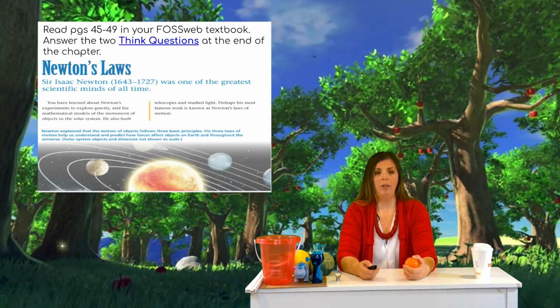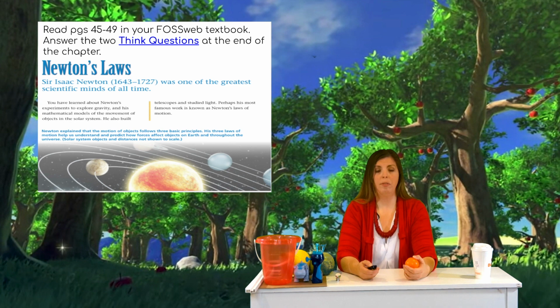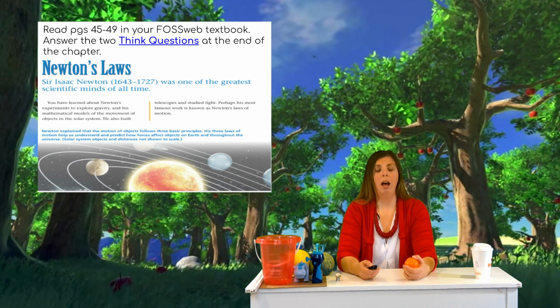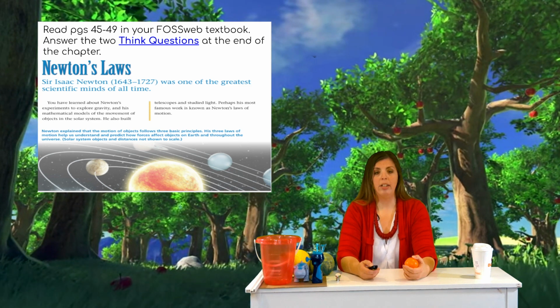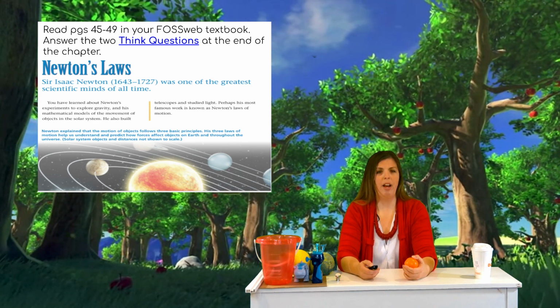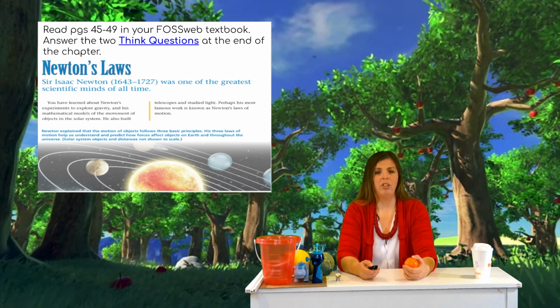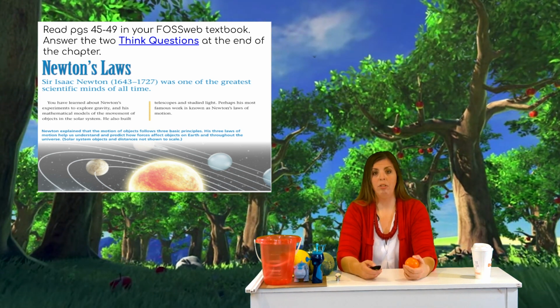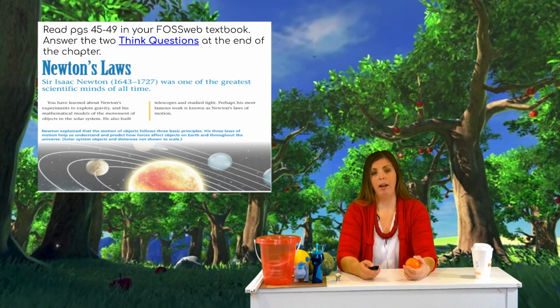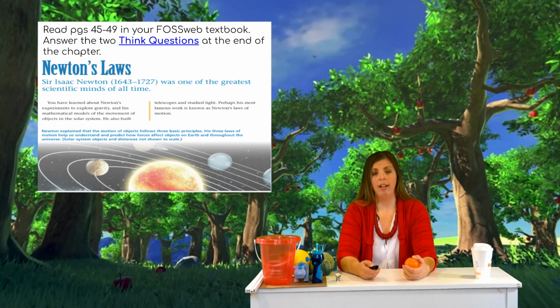So just know that we are going to have homework on board for this in terms of a reading on your FOSS-Web for this Gravity and Kinetic Energy textbook. There is a series of questions on pages 45 through 49. The think questions are at the end, and there's just two. I'm going to ask you to complete those after you read the information about the Newton's 3 laws.